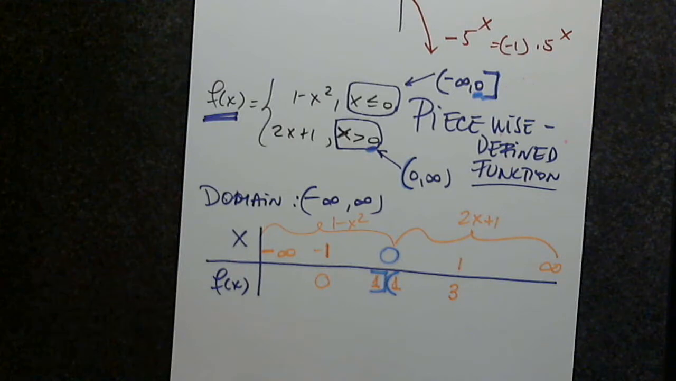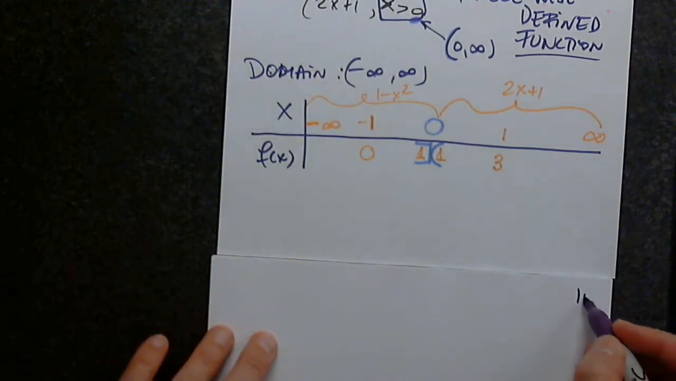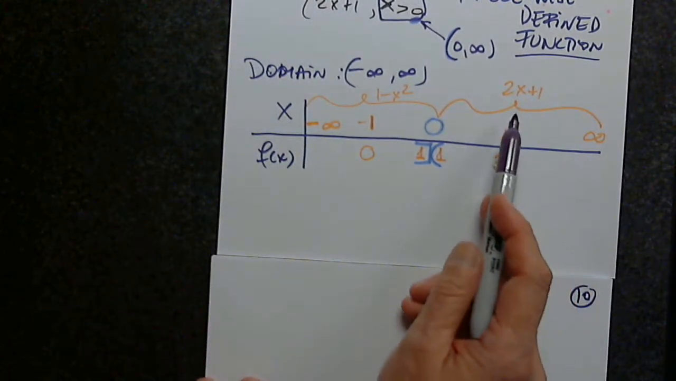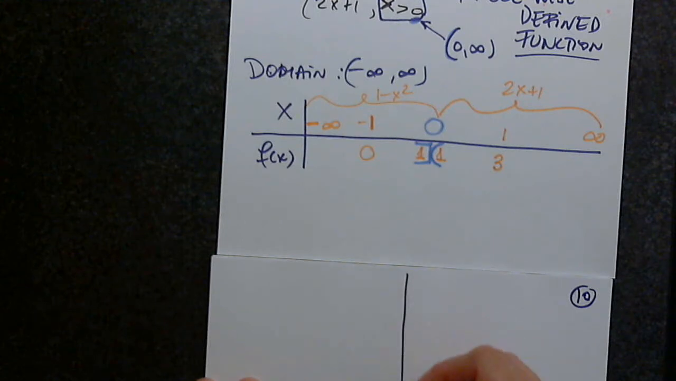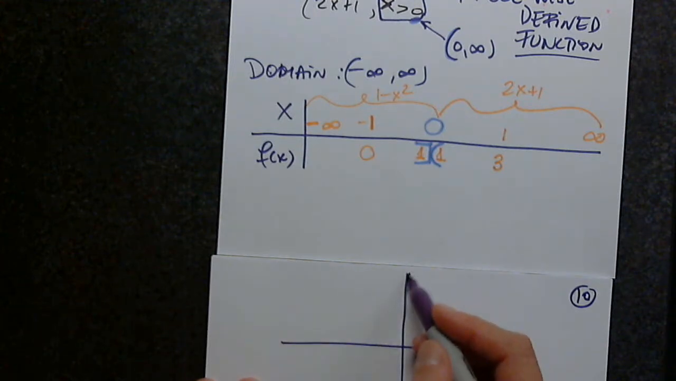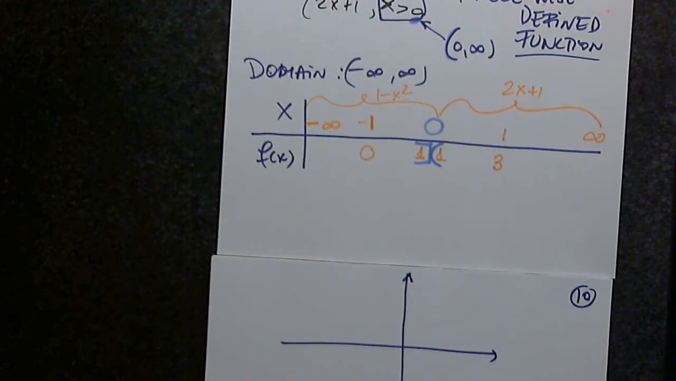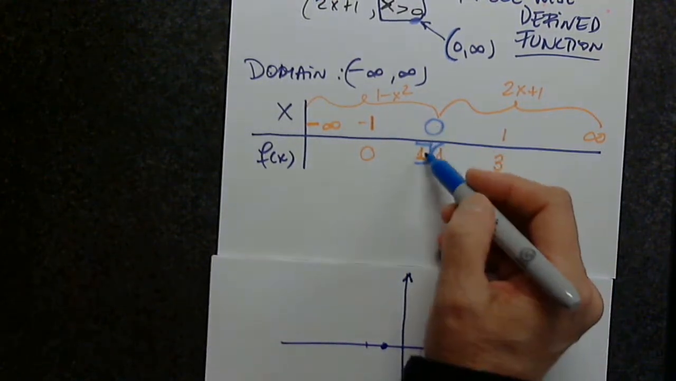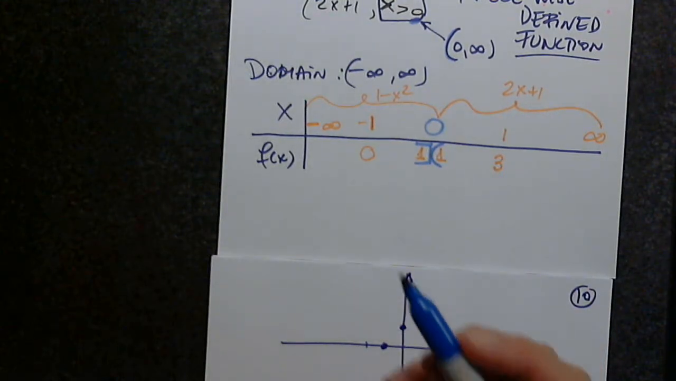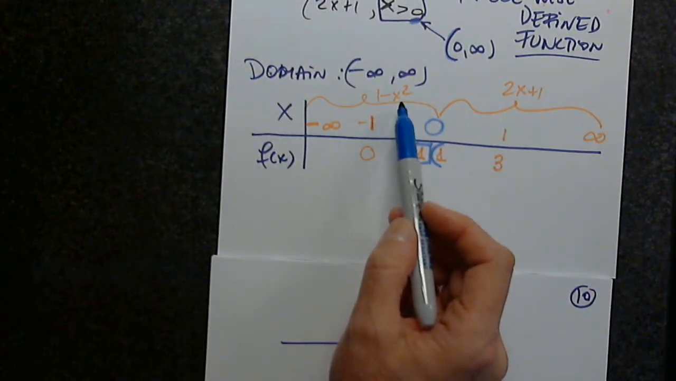Okay. Let's graph the function. Remember, the first branch is quadratic. The second branch is linear. From left to right, please give me the first ordered pair that we have to plot. Negative 1, 0. The second ordered pair. 0, 1. It's a full point. This is a quadratic function.